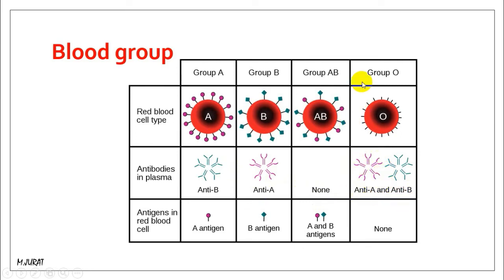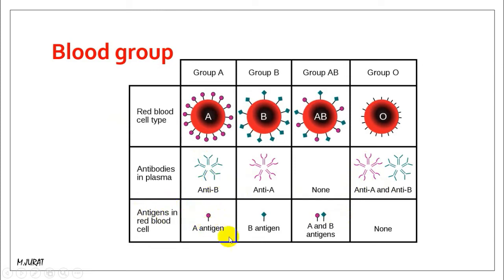It means O group is more tend to fight against A and B group cells if we mix their blood. So O blood can coagulate A and B bloods, and it can cause death as well. So why are they doing this?